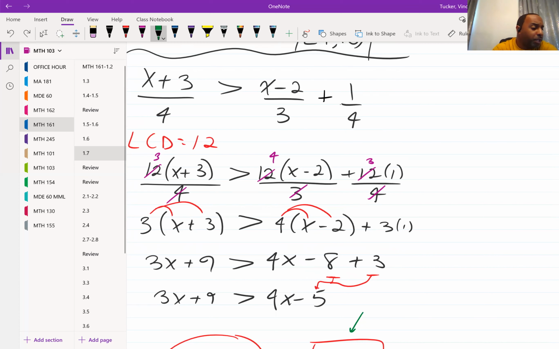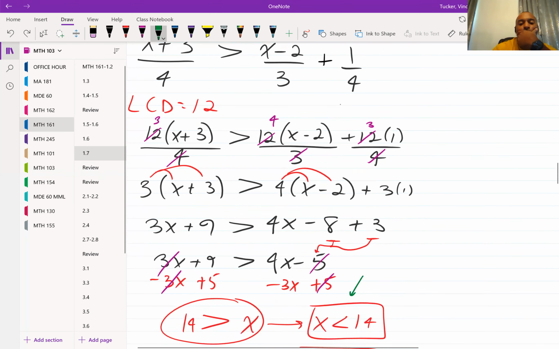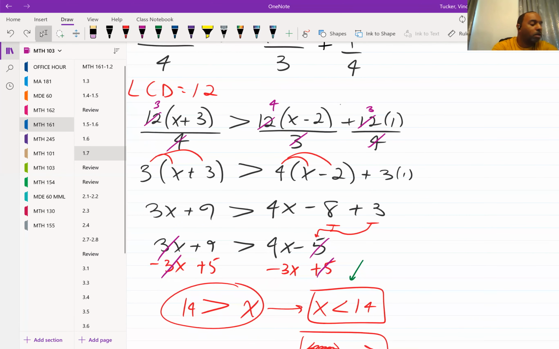My goal now should be to get all of my terms with x on one side and all of my terms without x on the other. That's what I did here. I subtracted 3x, added 5. And the result is 14 greater than x.